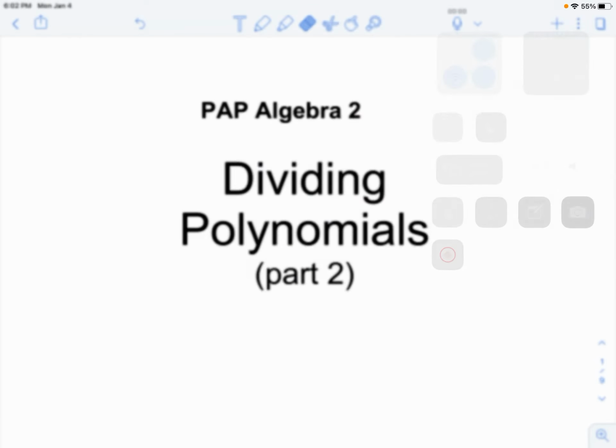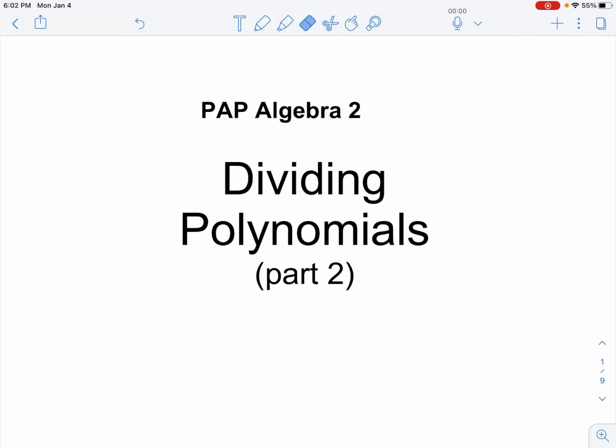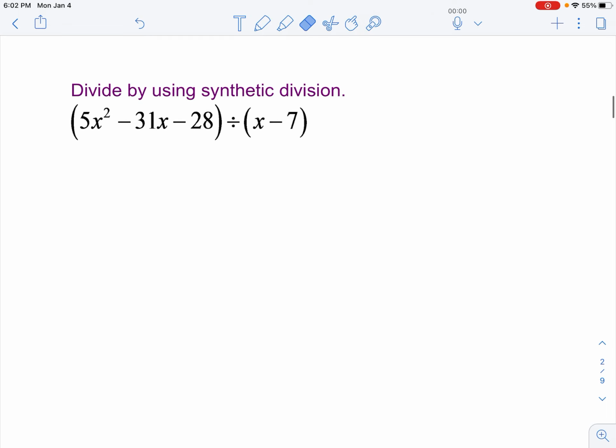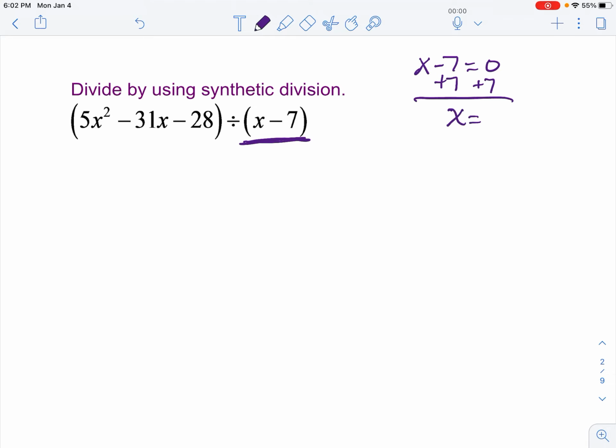All right, so today we are going to be dividing polynomials a second way. It's going to be called synthetic division. And so the first thing that we have to do is we take what we're dividing by and we set it equal to 0 and we solve. So x turns out to be a positive 7. In synthetic division, we put that in a box.